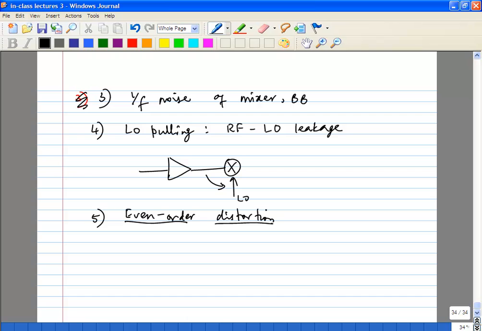1 over F noise is the critical one because the low frequency component gets transmitted. If you look at your signal, let's say your signal looks like this in baseband. What does 1 over F noise look like? It looks like this. Basically it corrupts all the information in a major portion of the signal, the low frequency portion.